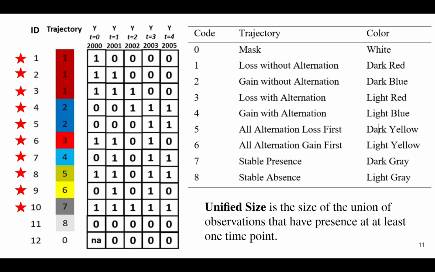Unified size is the union of observations that have a presence at any time point. In this example data, the unified size is 10. The next slide shows results in terms of annual change as a percent of the unified size. The unified size provides a way to express change as a percent of a region that is a constant across time intervals. The size of stable absence does not influence the unified size.